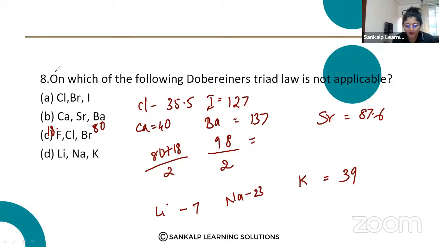So you said for fluorine, C option. So I'll just see 18 plus 80, then divided by 2. So it should come for 35.5, but it is not coming. So it is not applicable for this. If I take chlorine, chlorine is 35.5 plus iodine is 127, divided by 2. This is coming for 81. Then it is not applicable for C. Option number C. Yes. So we'll go for the next one.